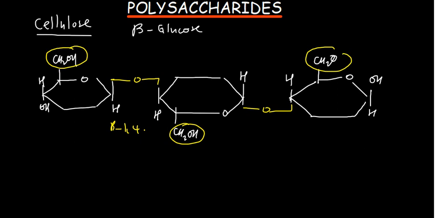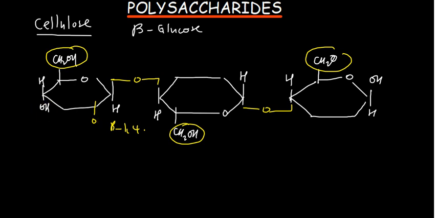The other thing is that these are unbranched. Cellulose doesn't have branches. Remember, it is used in structures, in the cell wall. The OH groups, which project outwards from each other, form hydrogen bonds. At this point we have an OH; these OHs you are able to see.